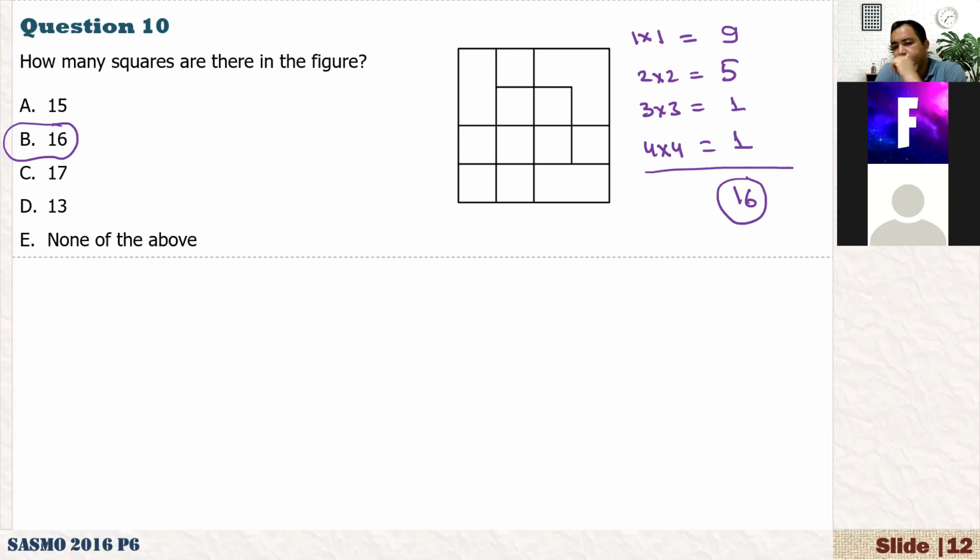Nothing, Mister. Just you need to count 1 by 1, 2 by 2, 3 by 3. If they ask about rectangles, for example, first you need to count squares, and after that rectangles like 1 by 2, 1 by 3, 1 by 4, 2 by 3, 2 by 4, 3 by 4. And that is the best method to count the number of squares or triangles or whatever it is.